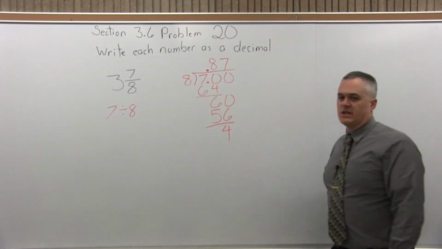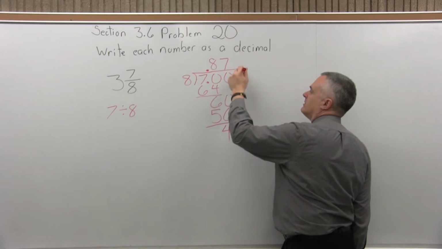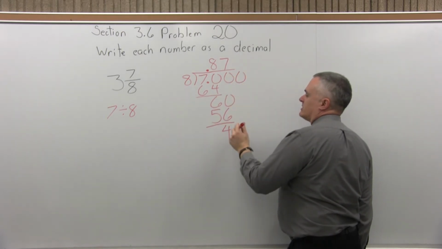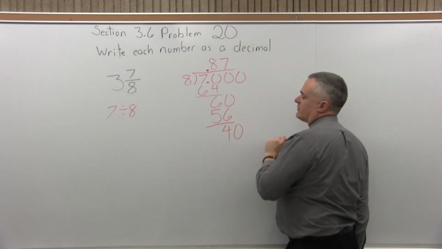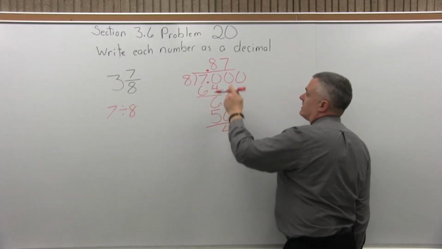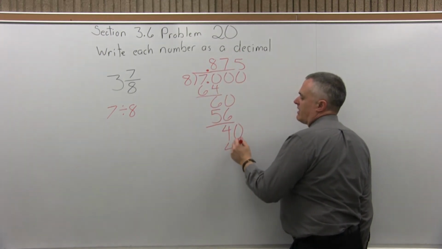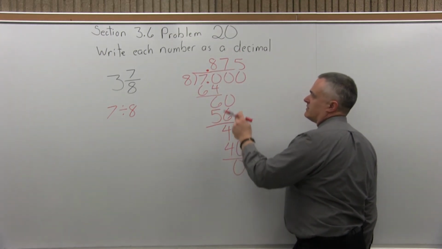So that didn't go in evenly. So I have to put another 0 next to the number on top. Bring it straight down next to the 4. So now that 4 is a 40. 8 divides into 40. Well, that does go in perfectly. It goes in 5 times. 5 times 8 is 40. I have 40 minus 40. Now the remainder is 0, so I'm done.